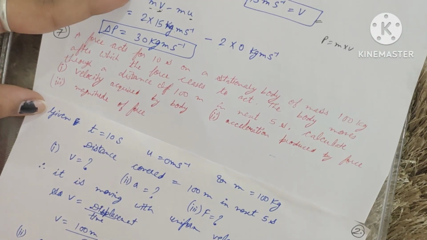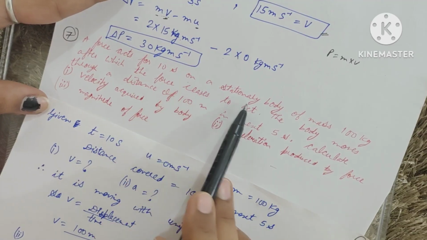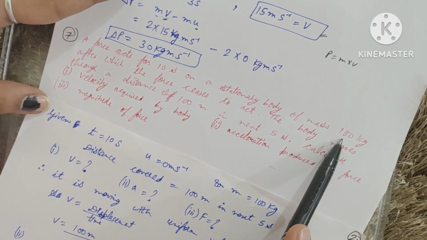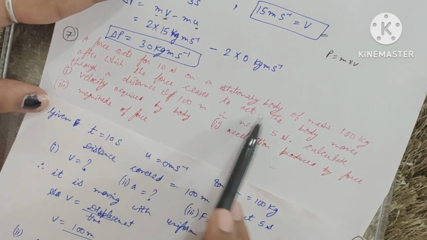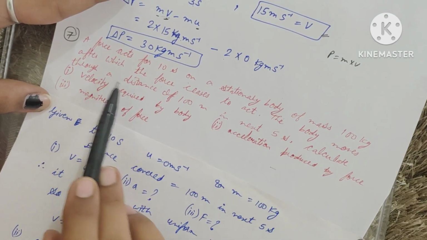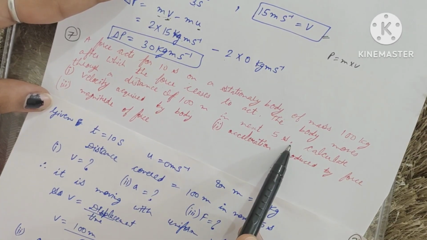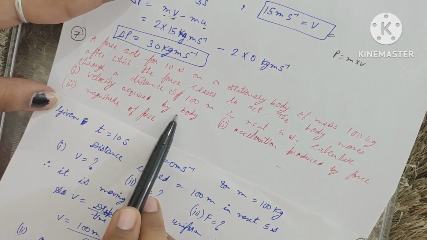See the seventh now. A force acts for 10 seconds on a stationary body whose mass is given, 100 kg, after which the force ceases to act. The body moves through a distance of 100 meters in the next 5 seconds. Calculate the velocity acquired by the body.